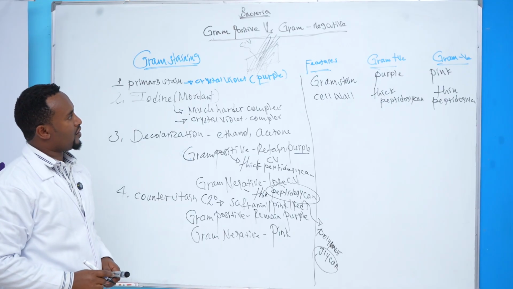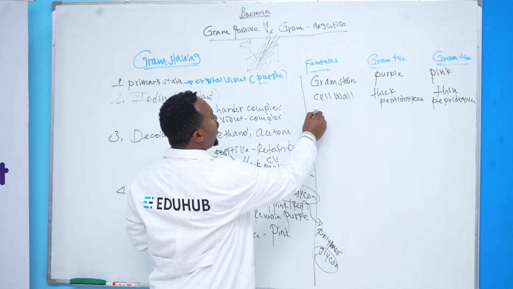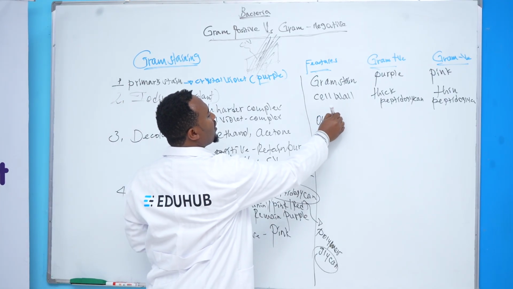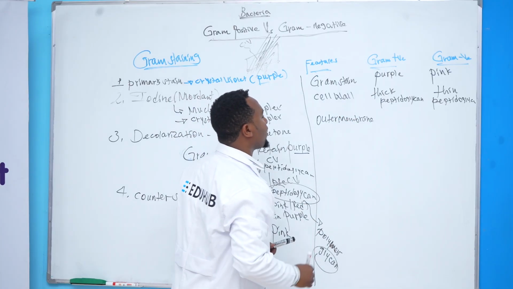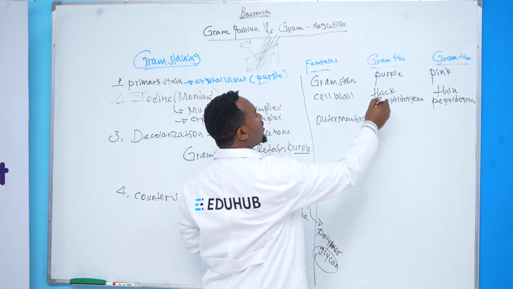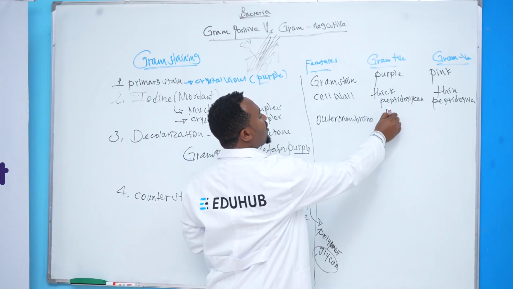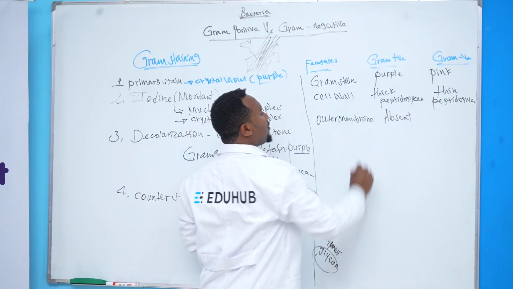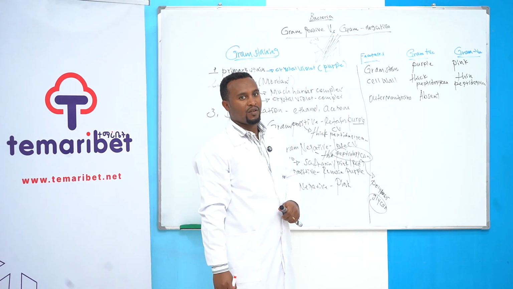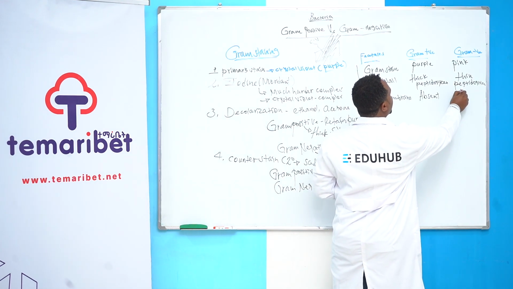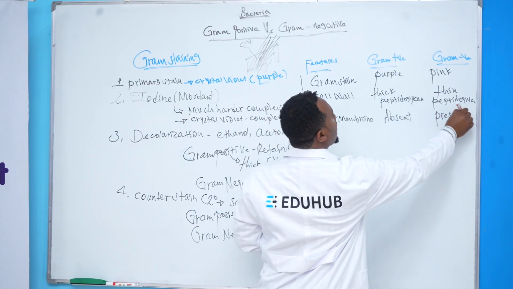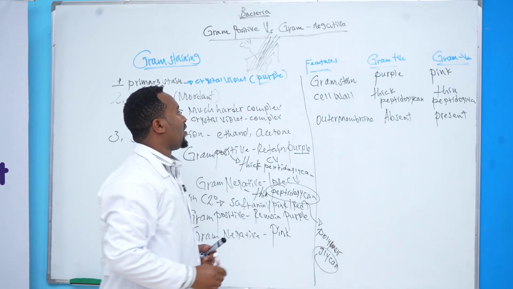The other way we differentiate is the presence and absence of outer membrane. Okay, so gram-positive bacteria have no outer membrane. It is absent. Gram-positive bacteria do not have what is called an outer membrane. But the gram-negative bacteria have an outer membrane; it is present in case of gram-negative bacteria.